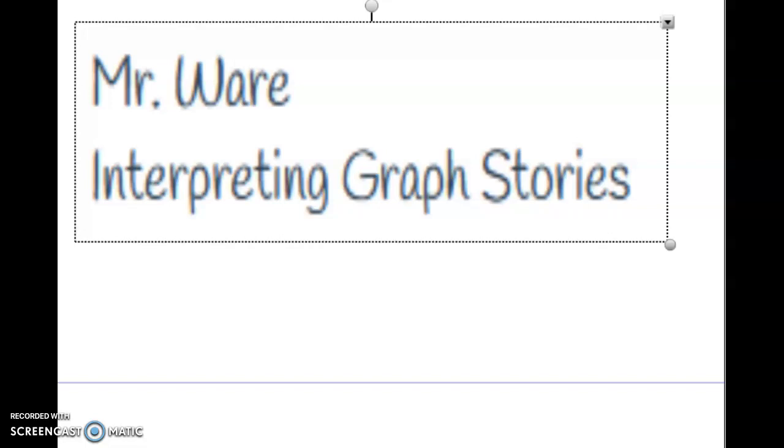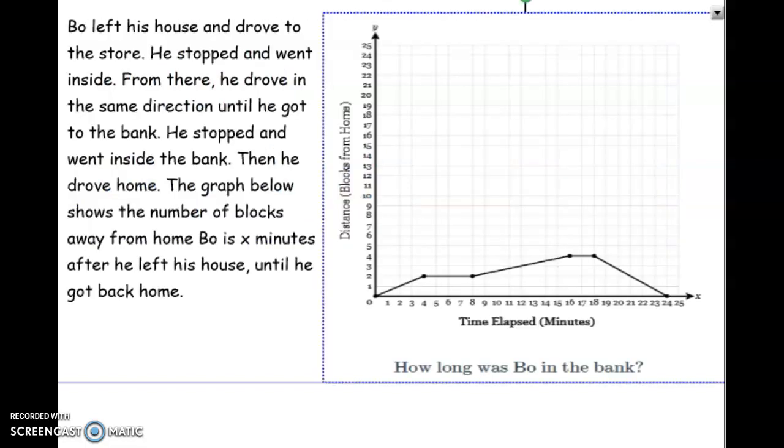Today we're interpreting graph stories. In the previous video, we looked at actually graphing the stories, where you graph the lines on a graph based on what's in a story. Here we're going to take a look at a graph already done and interpret what we see. So let's take a look at a couple of examples.